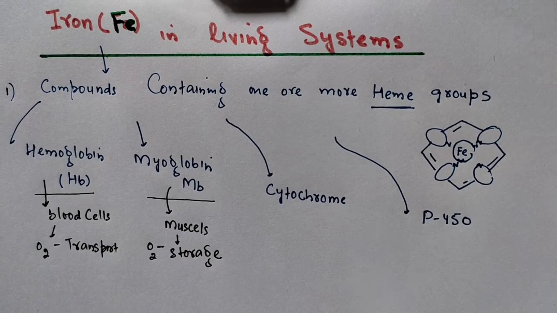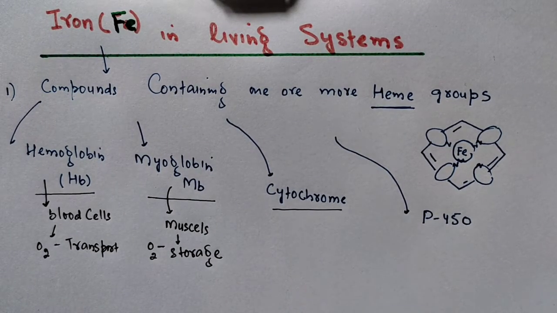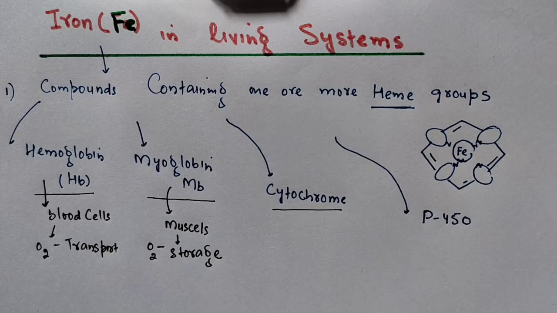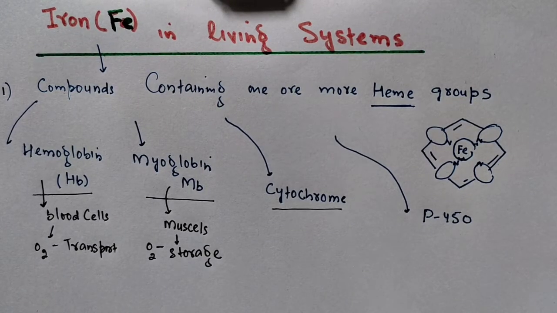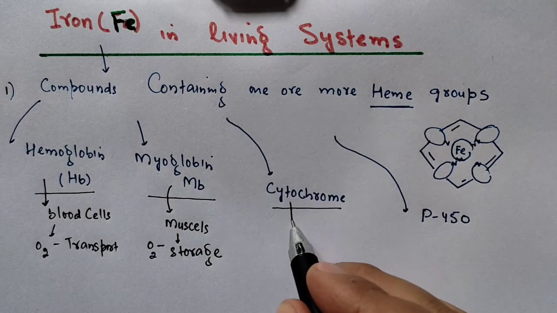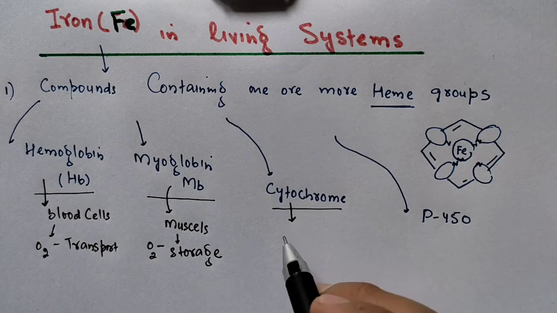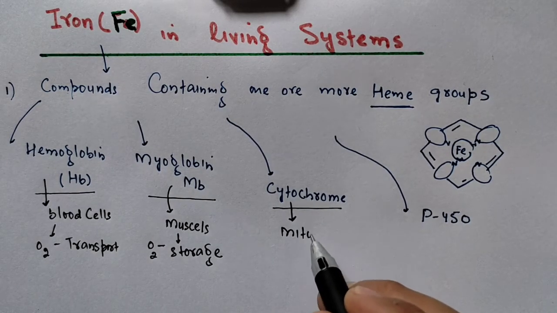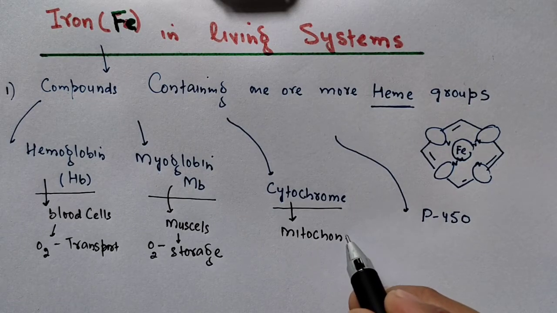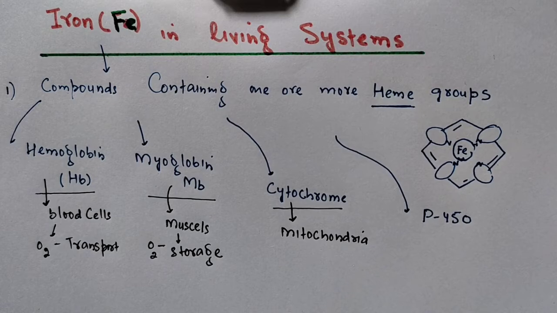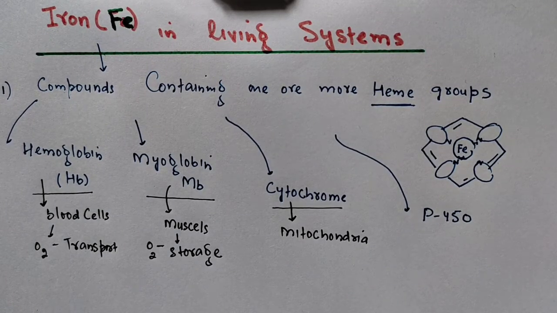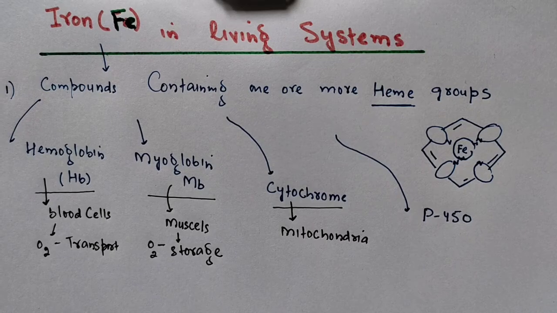And then the cytochrome. If you remember the process of respiration, cytochrome is present there. It has an important role in electron transport. Cytochrome is present in the mitochondria. Remember this: mitochondria, a very important component inside the cell, which is called the powerhouse of the cell, which generates ATP and energy. So it plays an important role there. That is cytochromes.